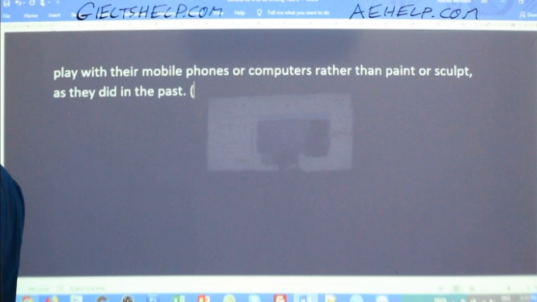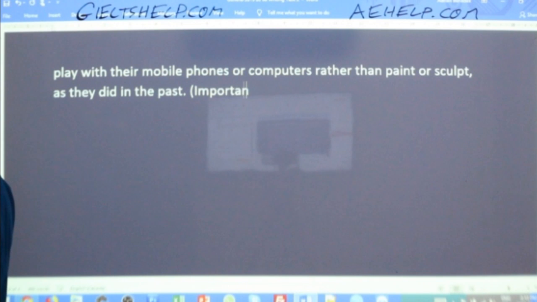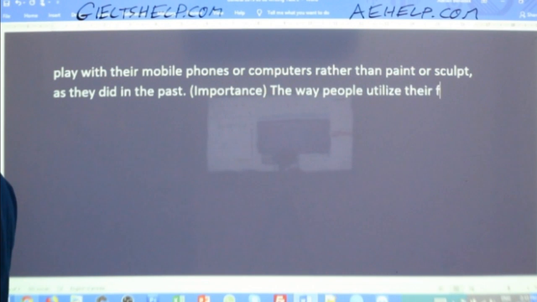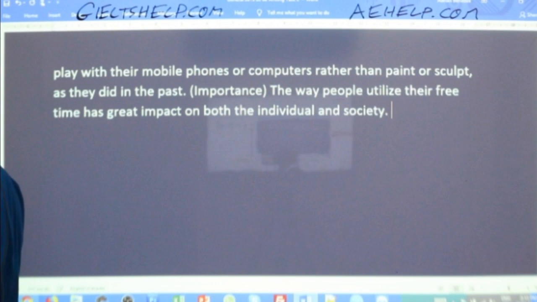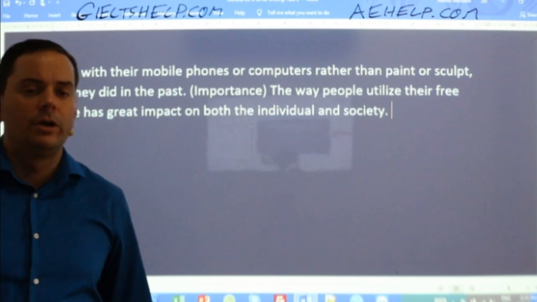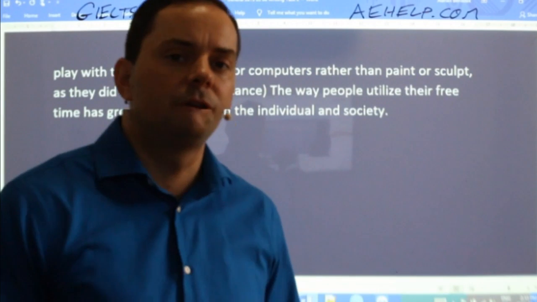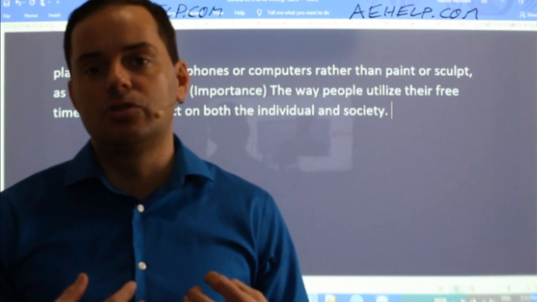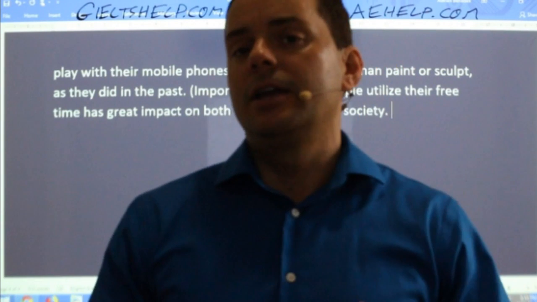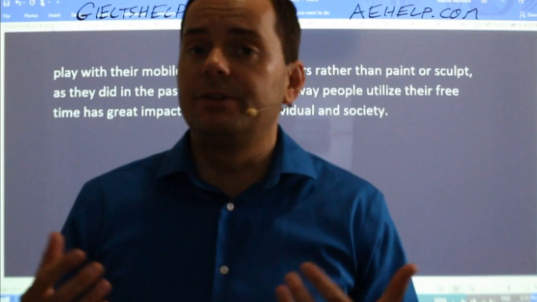So the importance here, I would keep this very simple and just state that the way people utilize their free time has great impact on both the individual and society. Okay, so it's just that simple, right? How we spend our free time obviously has a massive impact on us as the individual and on the greater society.